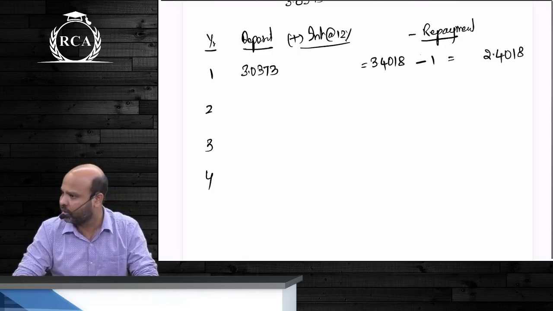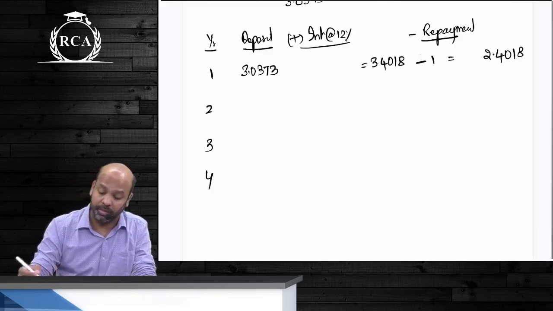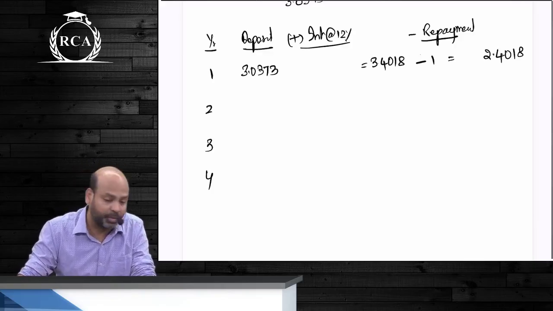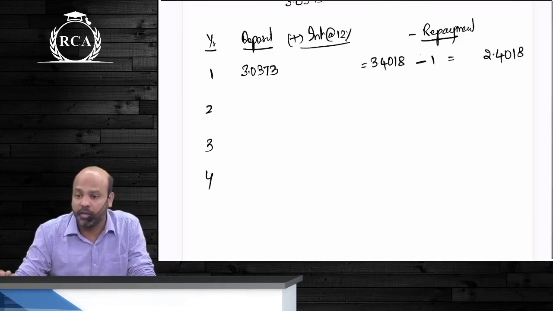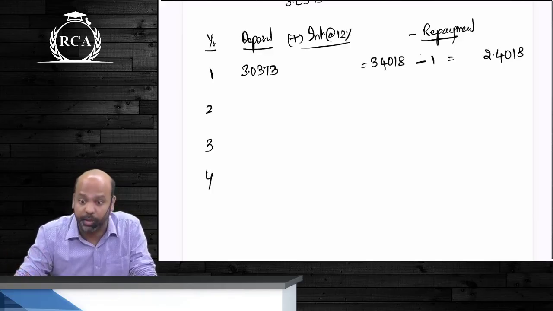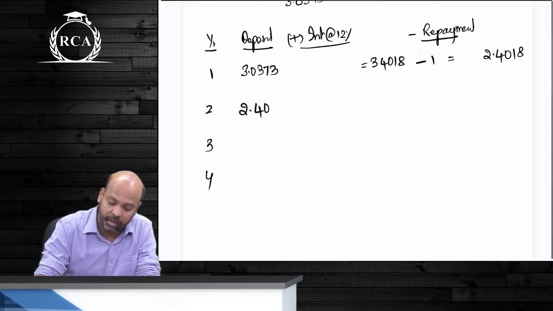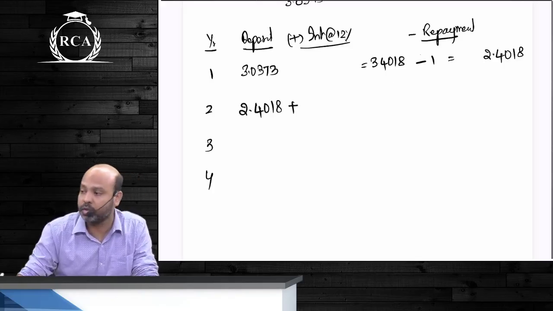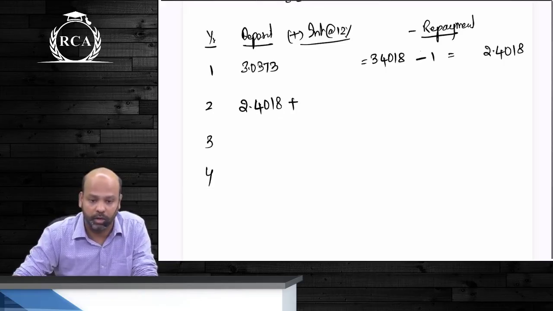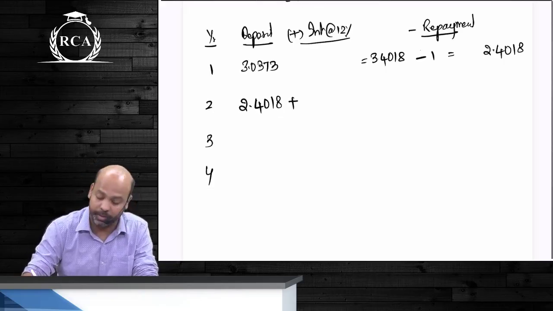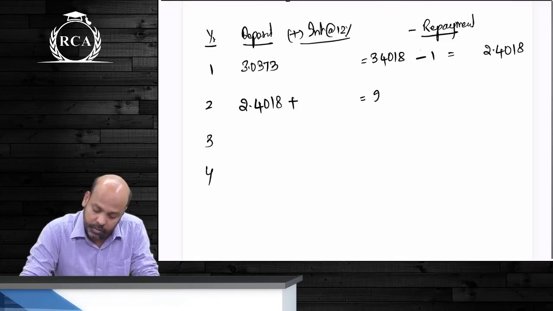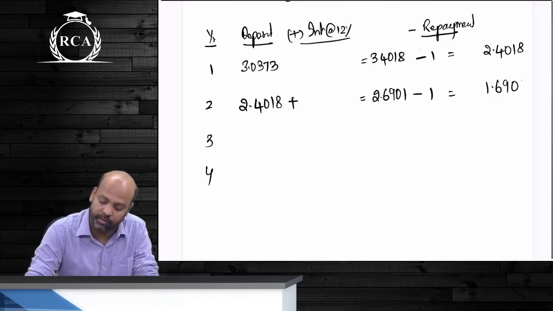समझ में आ रहा है? I repeat, the balance in your account will come down to 2.4018. वो minus 1 rupee क्या है? We are receiving 1 rupee back as such beta from the banker. For the next year, the banker is going to give you interest only on 2.4018. On that, the banker is going to add 12%. How much will that be? 2.6900 minus 1. The balance will come down to 1.6901.